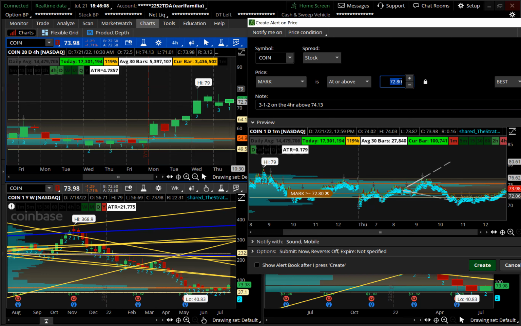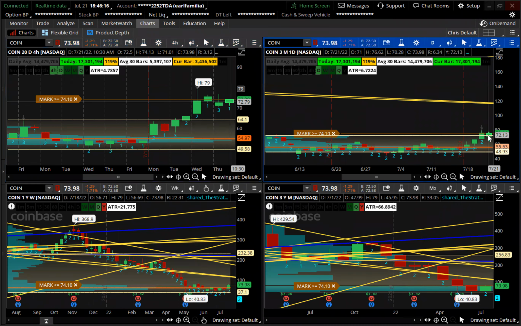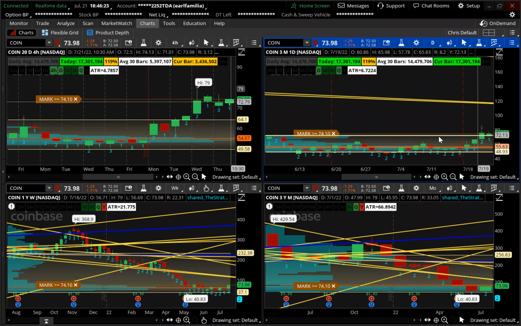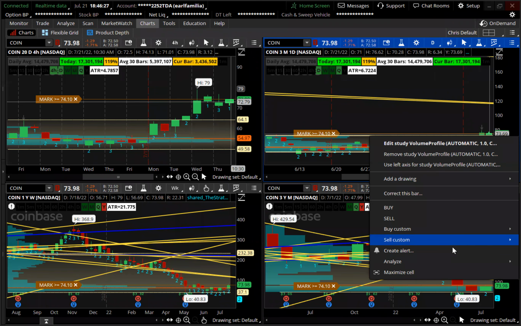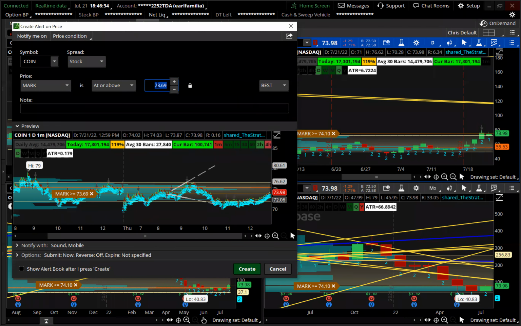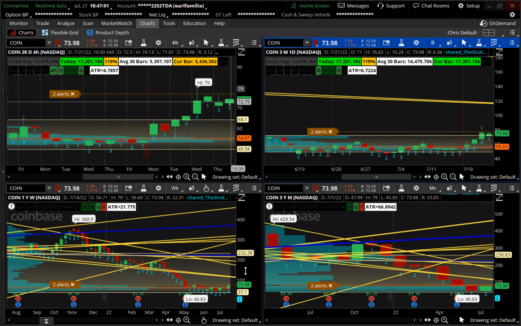$74.13. Inside day above 76.62. Those three right there look like money in the bank. All right, dog, you don't get much better looking than that.